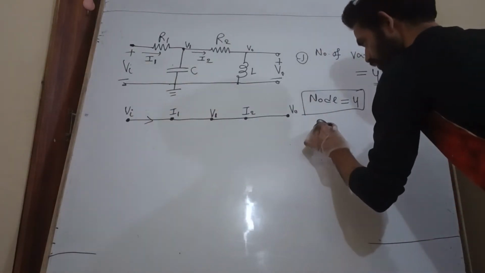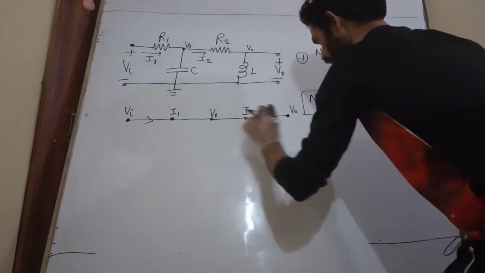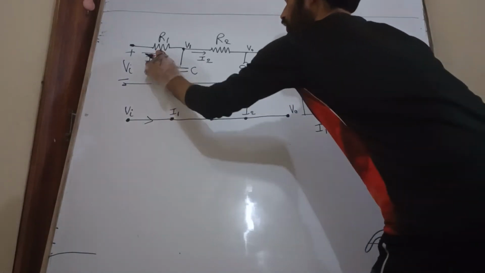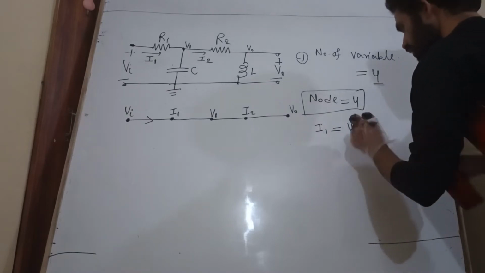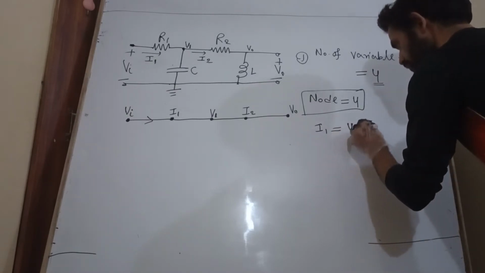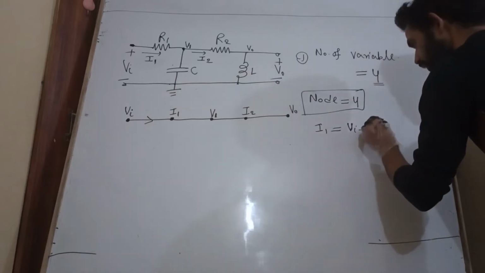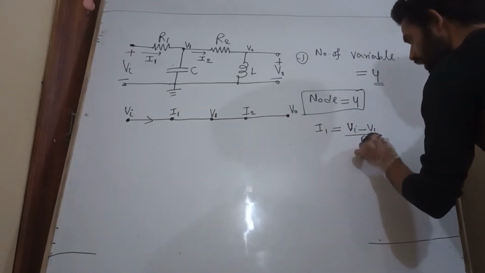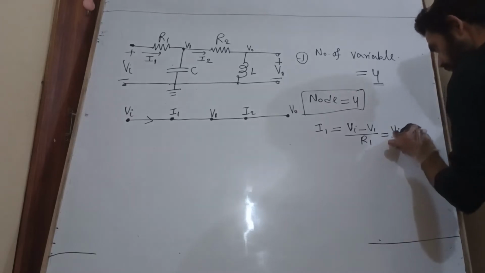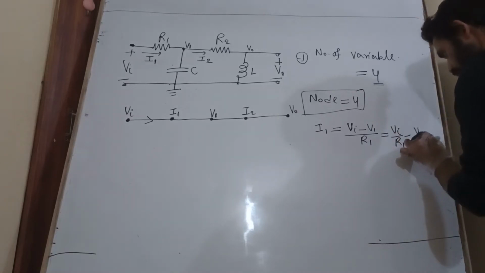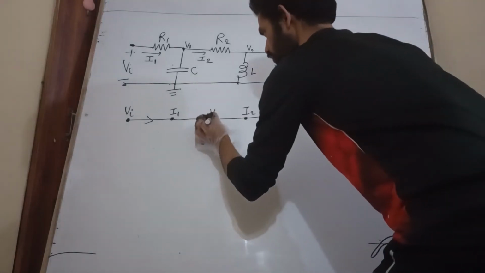First, for current I1, first node, I1 is equal to, from here, how much? Vi minus V1 divided by R1 is equal to what? Vi divided by R1 minus V1 by R1. Yes. Next node is what?